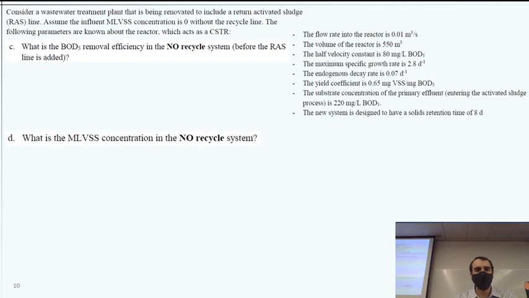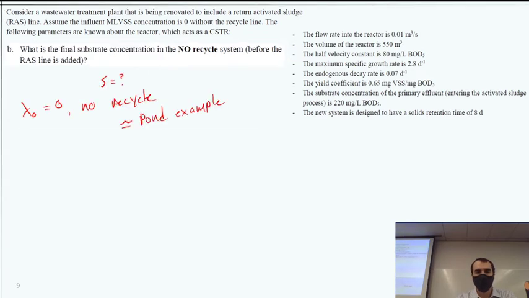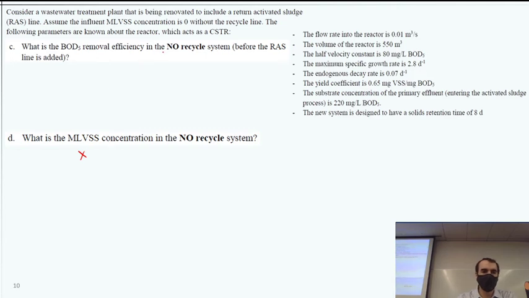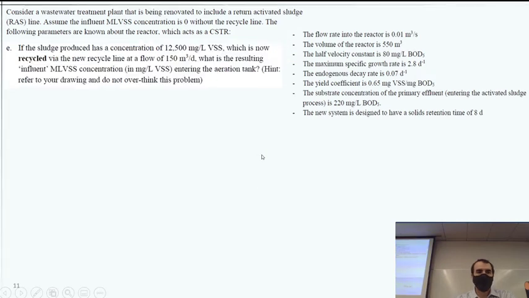Part C asks about the removal efficiency with the no recycle system and the MLVSS concentration. So that's the X in the no recycle system. So here again, we see that essentially we solve the mass balance for this case. So we do a mass balance on X for part A. We get S. We use that S to find the efficiency, and we can move on from there to find X by doing a mass balance on S. Okay, so do those parts if you want some review of the example problem we covered last time. And now we'll take a look at applying what we learned today.